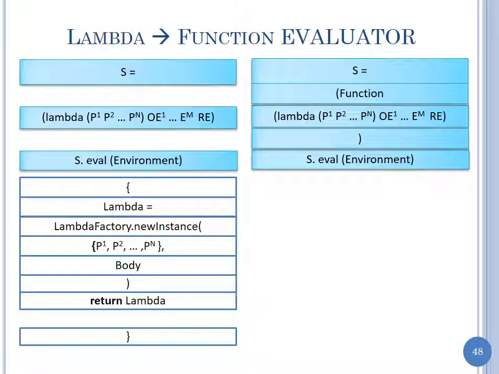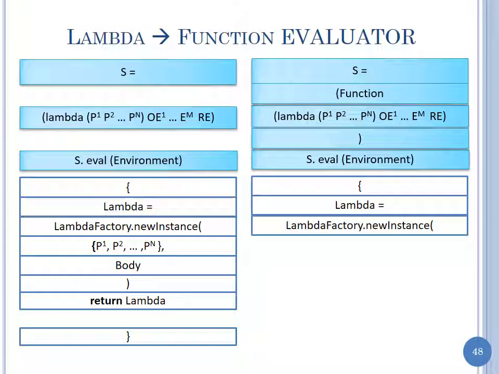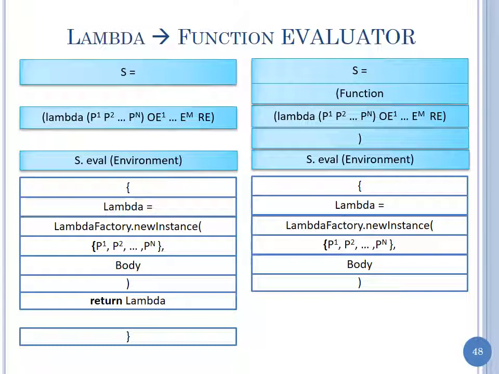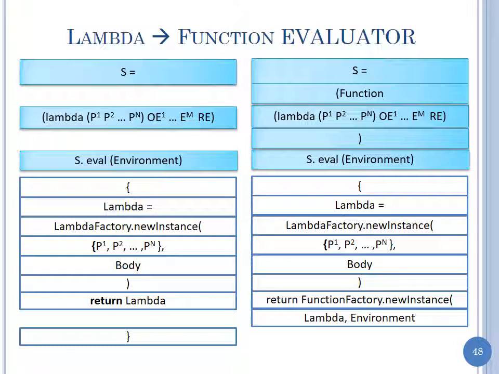Remember the difference between function and lambda? Why did we create function? Because it's a closure. So what do we really want done at this point? We want to call a function factory and give it the environment to store. So we'll create the lambda first, and then we'll say return function factory.new instance lambda and environment.